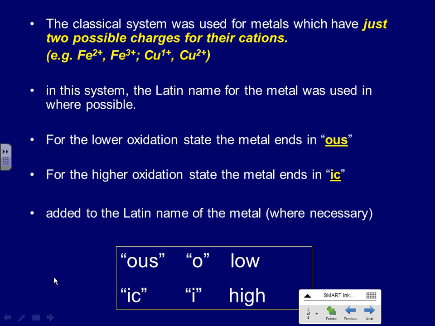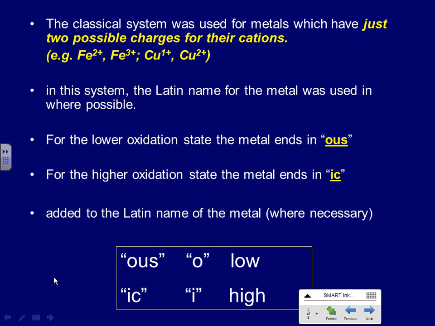And that's just the way it was done. Again, where does the us and ic ending come from historically? I don't know. Chemists, though, sometimes when we have to learn something that we don't know the background for, make a silly little saying. And our silly little saying for this is us, O, low, ic, I, high. Ic starts with I, you think of the high one. Us starts with O, you think of the low one.